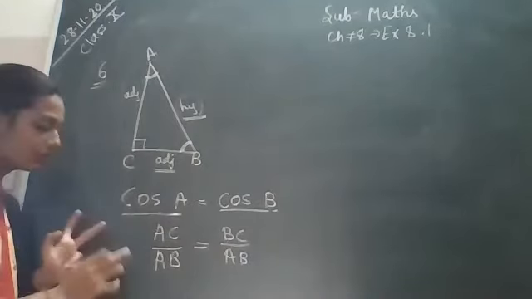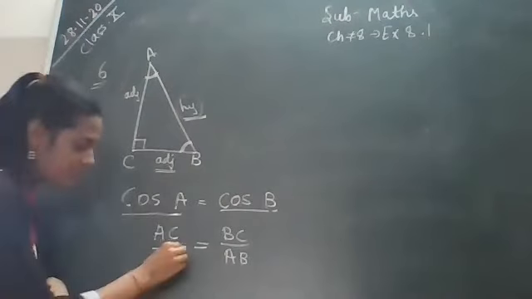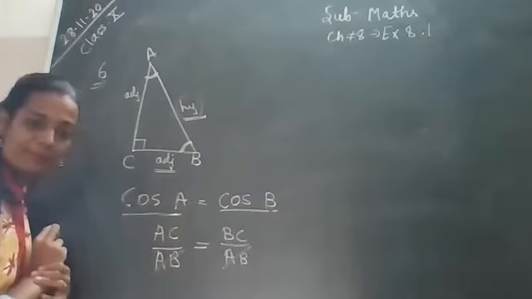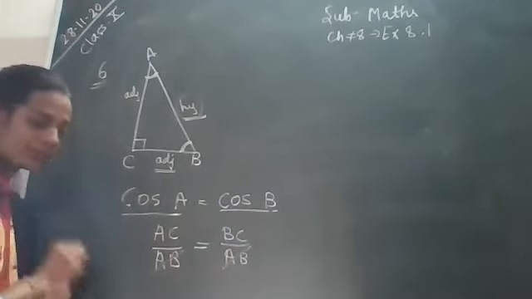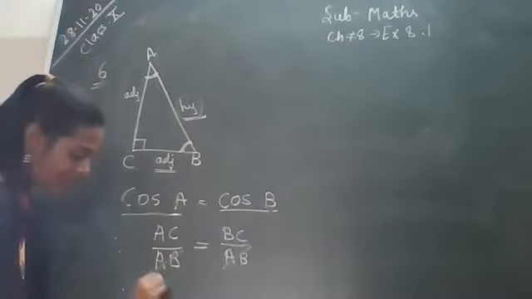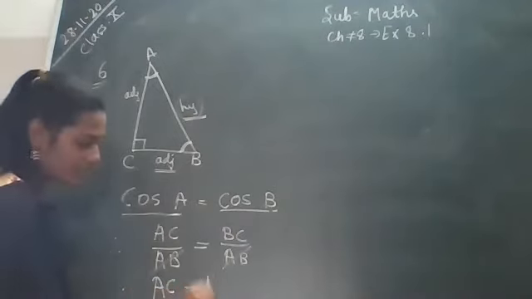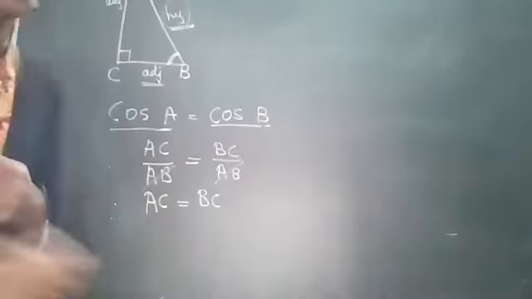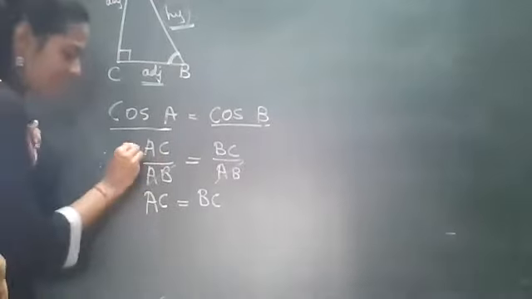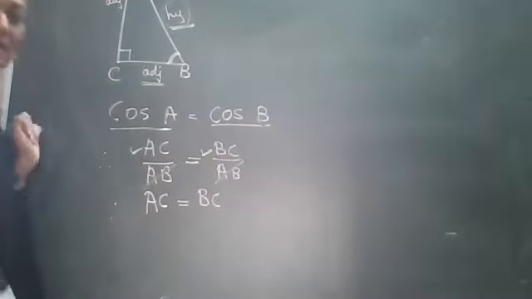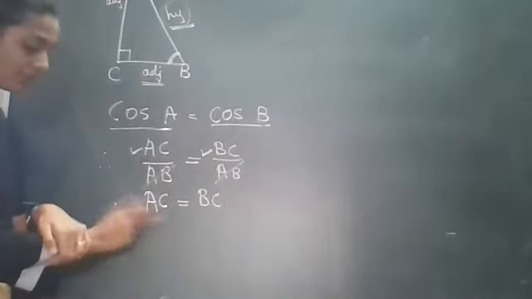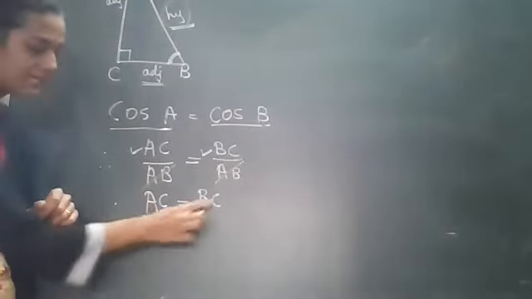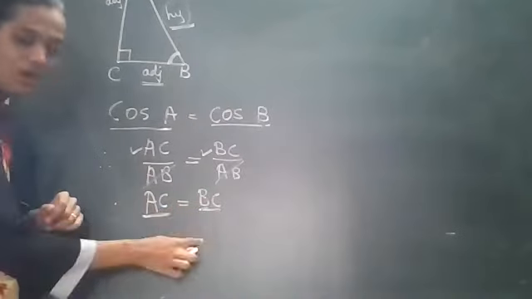Yes, ma'am. Now friends, what can we do? This AB and AB will be cancelled out. Both are the same. So we can write that AC is equal to BC, right? Now students, if we consider the opposite angle of this side, and the opposite angle of this side, they are also equal.